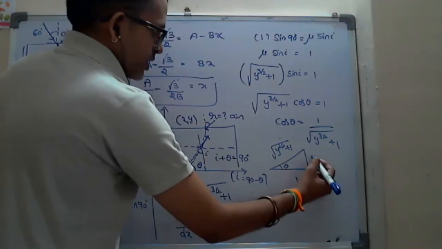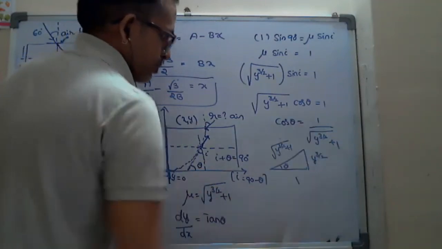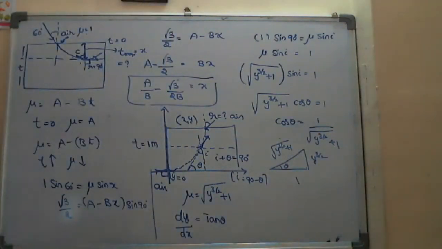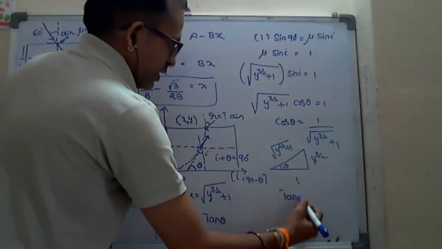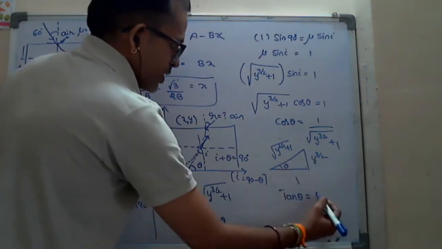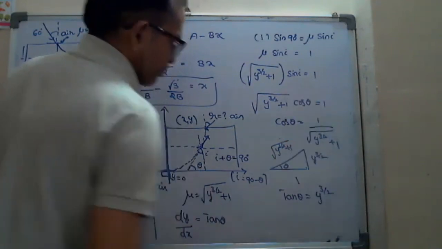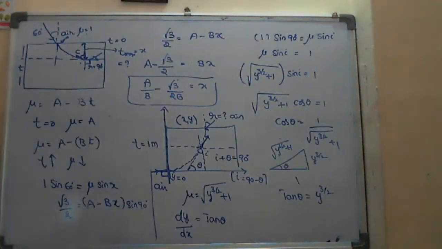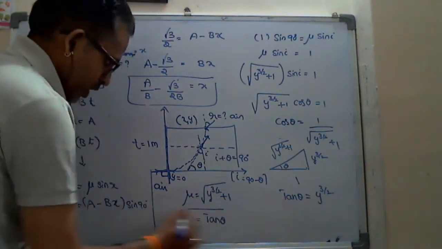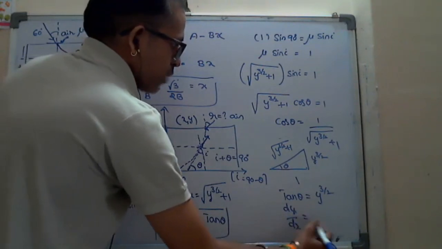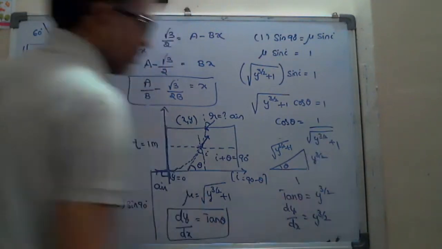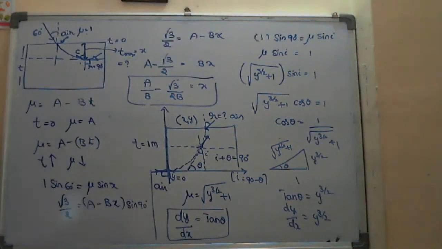So you can say the opposite side will be y power 3 by 2. Directly from this equation, tan theta is equal to the opposite side, y power 3 by 2, by 1. I know the formula tan theta is equal to dy by dx, so dy by dx is equal to y power 3 by 2. I think now you got the idea.